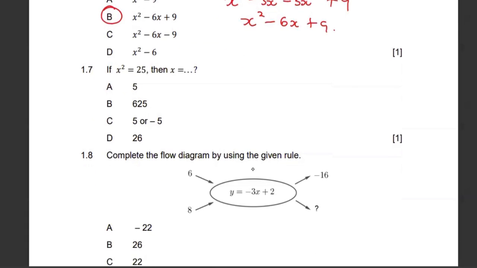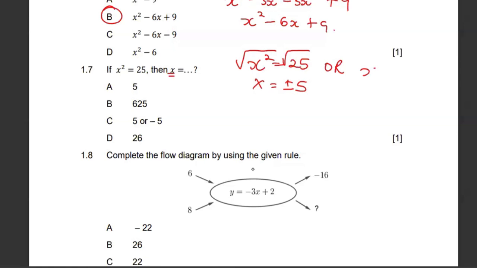Then if x squared is 25, okay, they want us to find the value of x. Now, from grade 9, whenever we have a square, or anything to the exponent of 2, and it's an equation, the answers we get must be 2. So we can find the square root, meaning that x should be plus or minus 5.